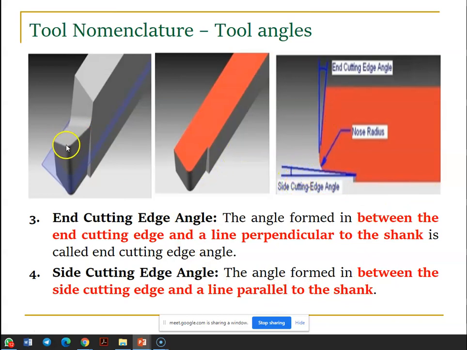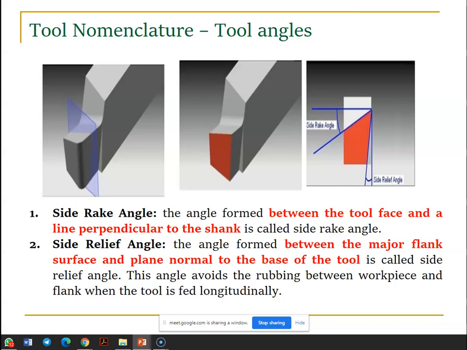So this is the nose. This is the radius, that's the nose radius. The nose is the intersection of two edges, the side cutting edge and the end cutting edge. The nose may have some radius. So that's the nose radius.